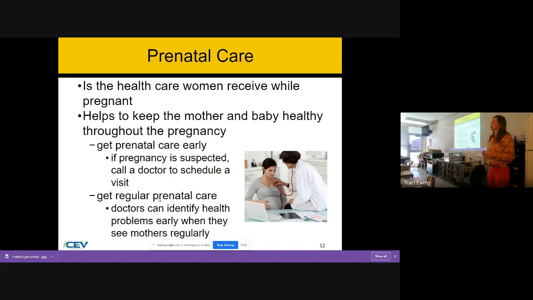Any of those, you're still going to have regular visits with those professionals. They're going to check your heart rate. They're going to measure the baby. They're going to see where it's at. And they're going to go through the pregnancy with you.